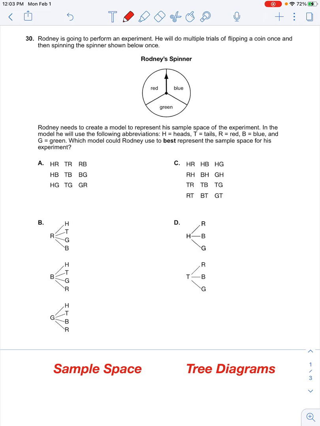Today we're talking sample space and tree diagrams. We're going to use this example model to determine which of the answers best represents the situation. We're going to be using Rodney. Rodney's flipping a coin and spinning a spinner. So let's get to this right away.